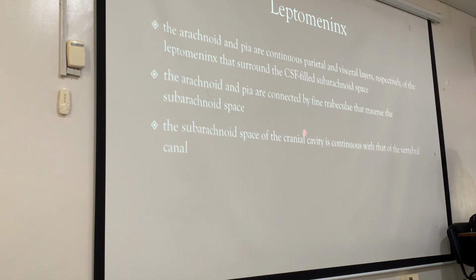Going down from the dura, we have the arachnoid and pia. Collectively, we call them the leptomeninges. So the arachnoid and pia are continuous parietal and visceral layers of the leptomeninges that surround the CSF-filled subarachnoid space. The arachnoid and pia are connected by fine trabeculae that traverse the subarachnoid space, and the subarachnoid space of the cranial cavity is continuous with the vertebral canal.